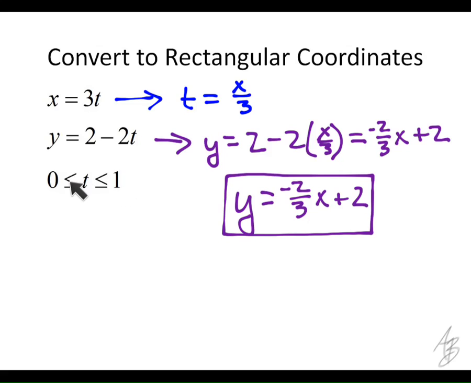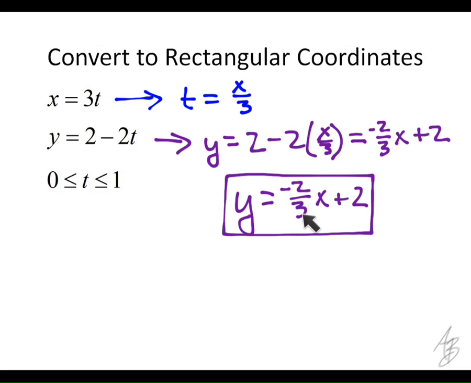So what I would need to do then is figure out, okay, what are the x values or what are the y values, depending on how I write this, what are those going to range between? Because this isn't just going to be the line y equals negative 2/3 x plus 2. It's actually going to be a line segment. We could figure out what the endpoints of that line segment are going to be just by putting 0 in for t, get our coordinates, put 1 in for t and get our coordinates.